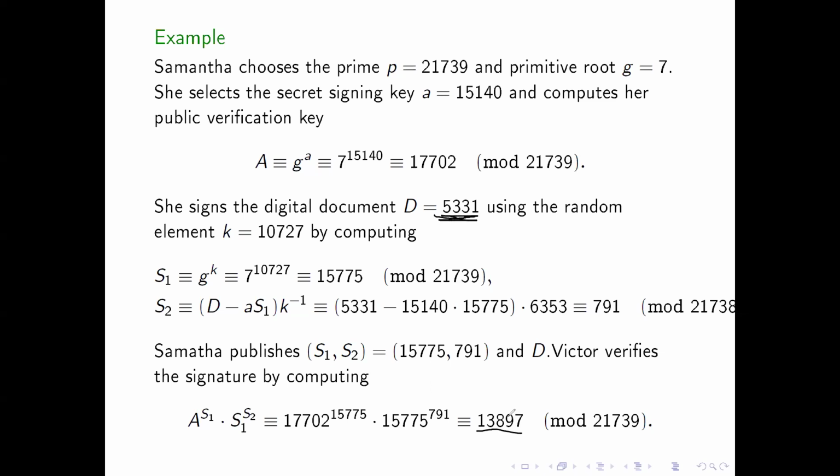This value right here is a quick reminder. I just didn't have room on this sheet, that's why it wasn't there. It is G to the D, or in other words, 7 to the 5,331 mod P. So if Victor computes this, he should get this a second time.